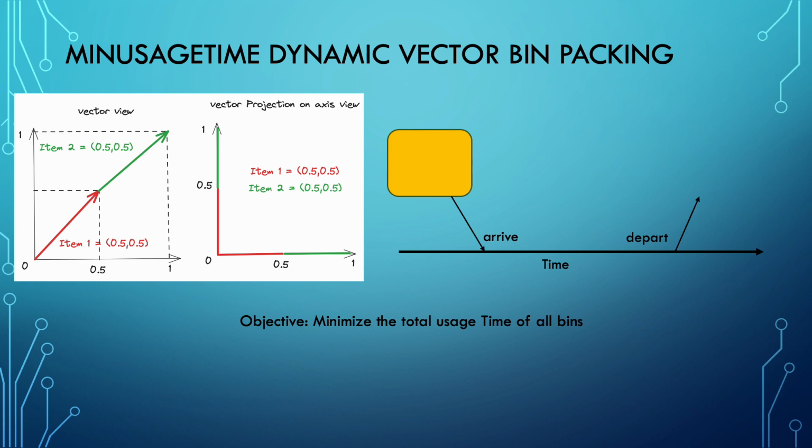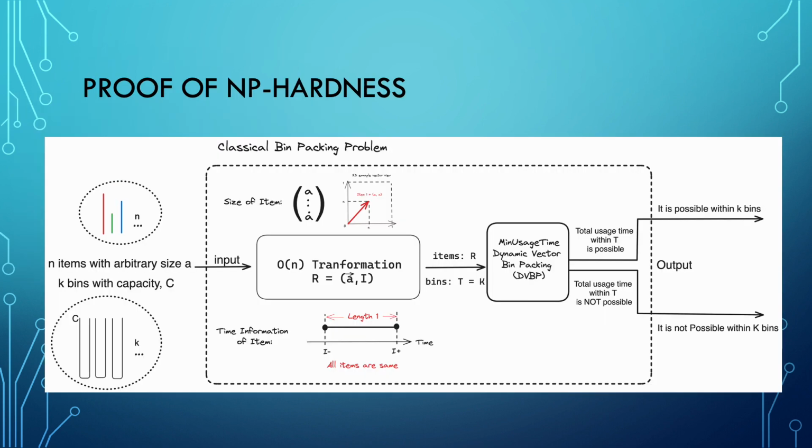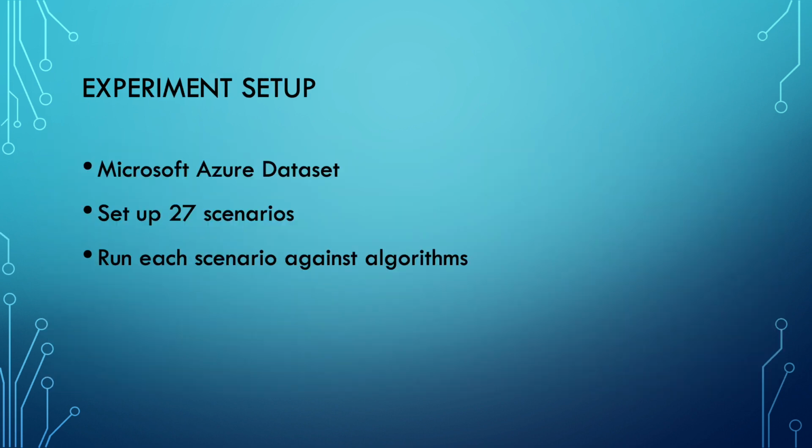And last is the min usage time, which means that the objective is not to minimize the number of bins used, but rather to minimize the total usage time of all bins. A bin is said to be active if and only if there is at least one item allocated to it at that point of time. In the report, I also proved that this variant is an NP-hard problem, which I will not discuss here.